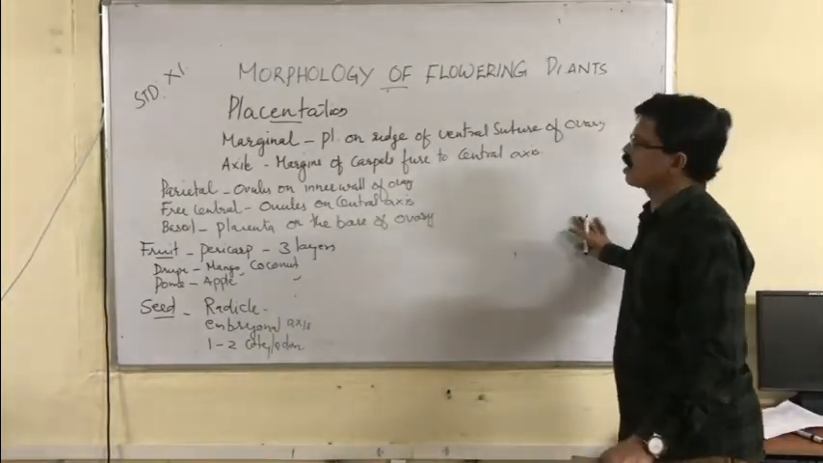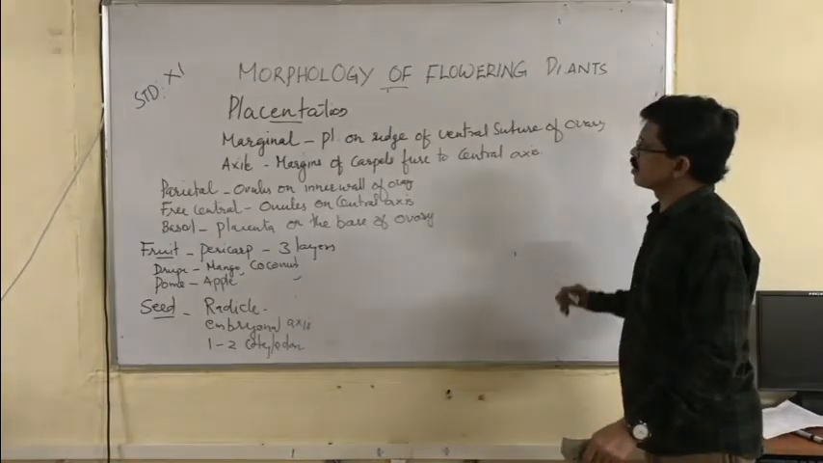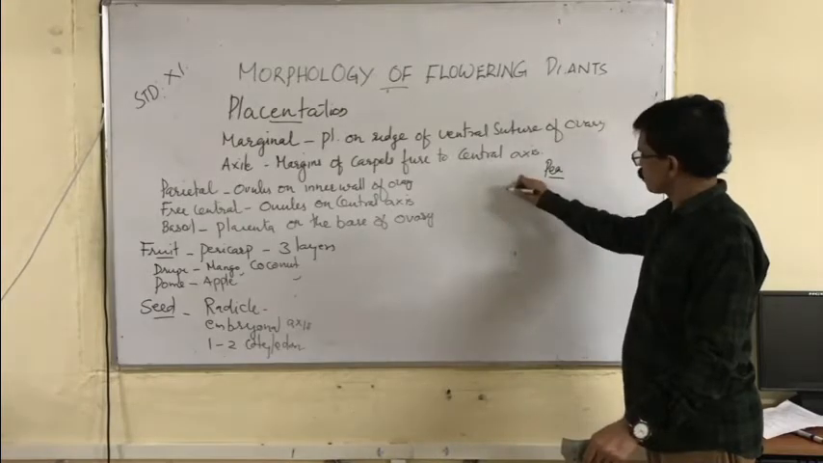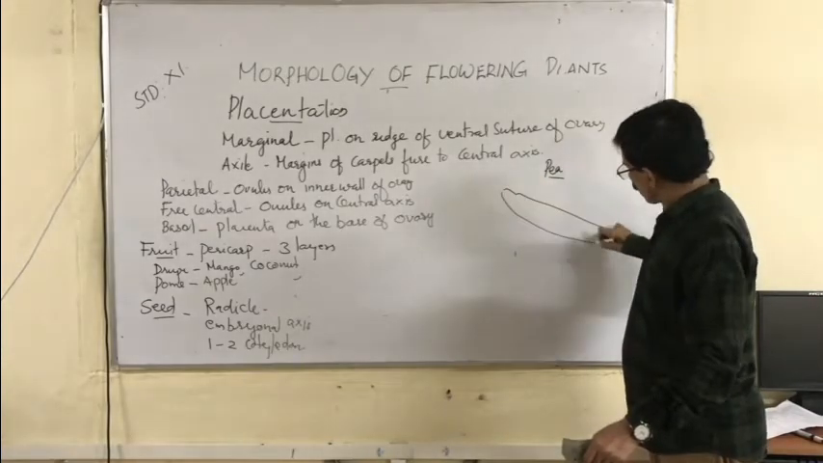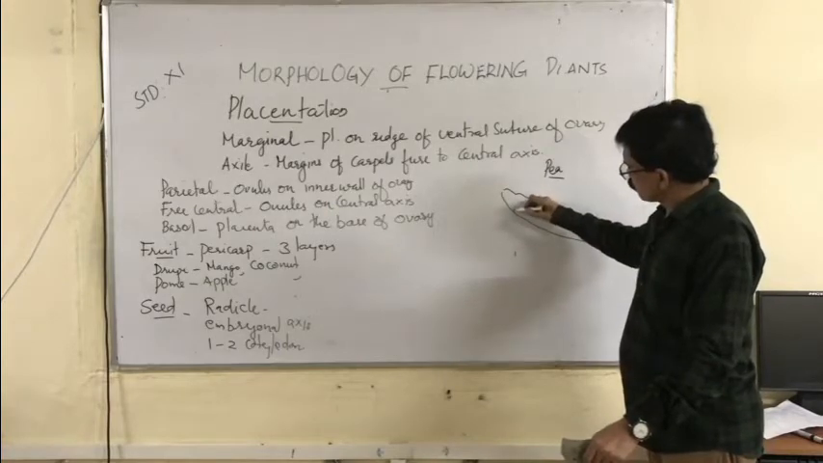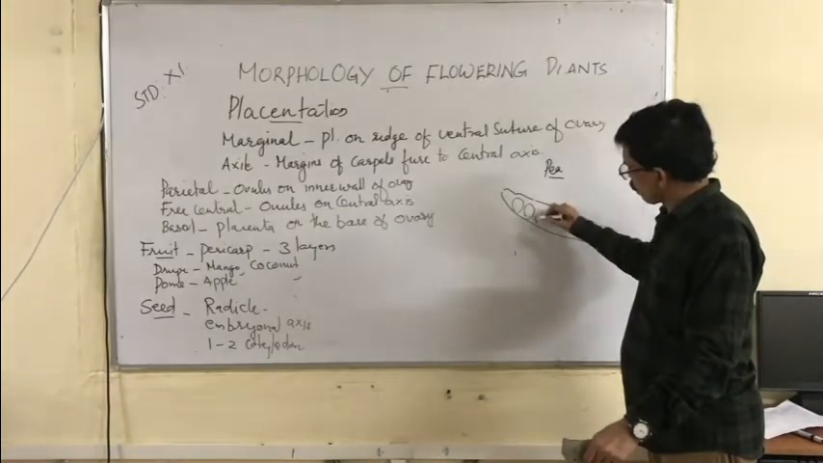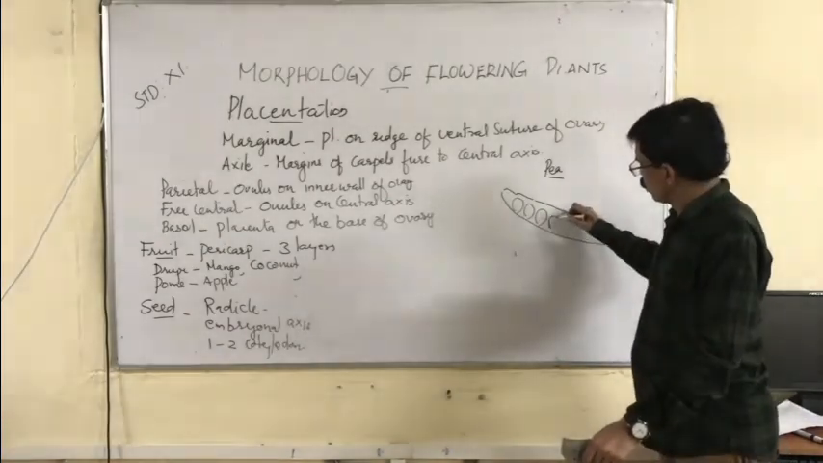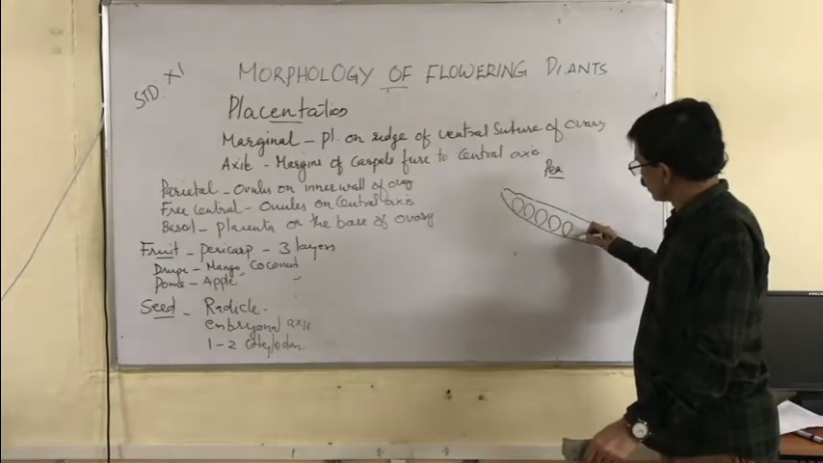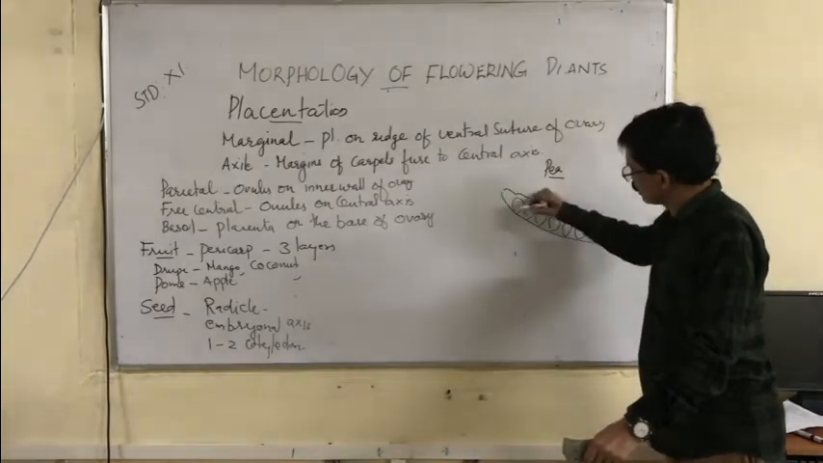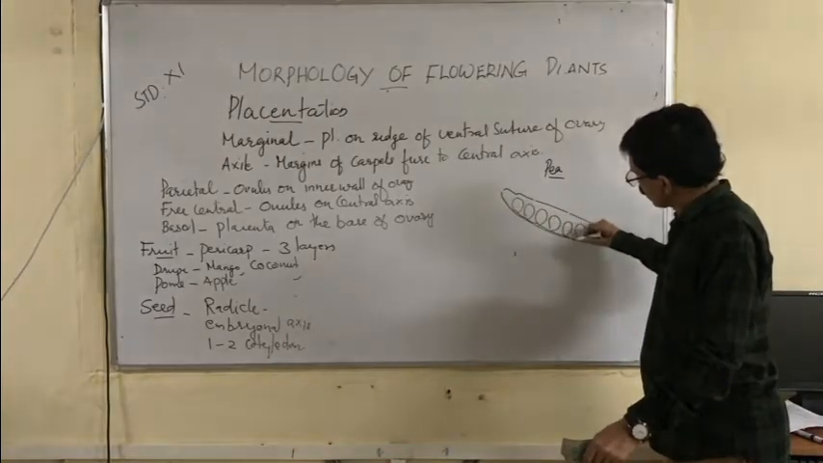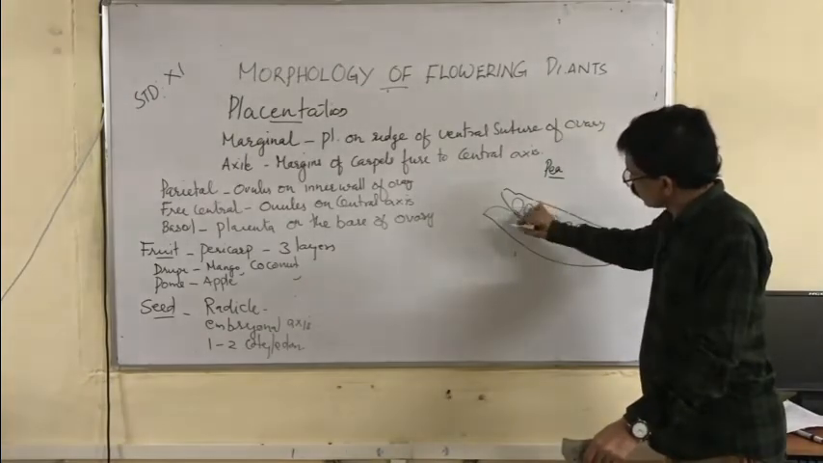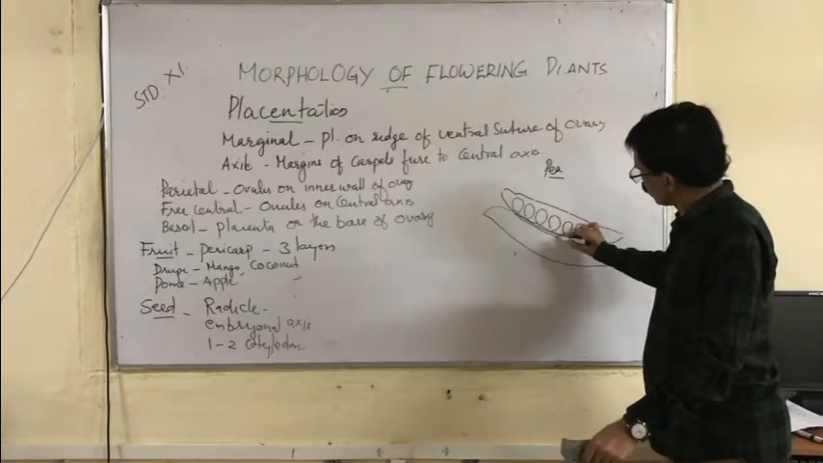In the first example, marginal placentation, you can see marginal placentation as in pea plants, or pea fruit. If you take a pea fruit or mutton, the ovules are arranged on the ridge of the ventral side of the ovary. This is the ridge on the ventral side, and there is one more half coming.